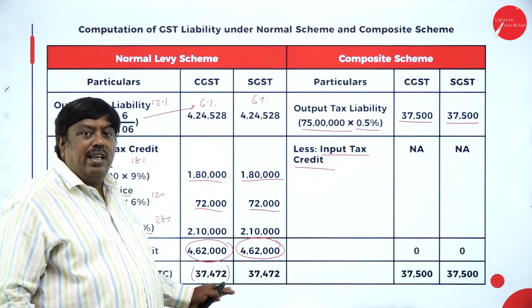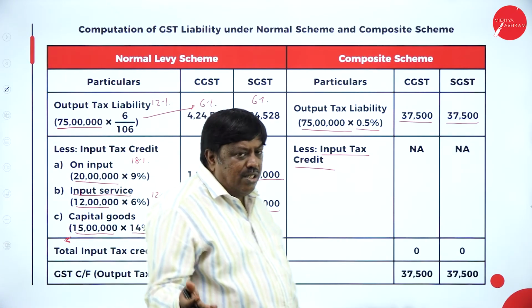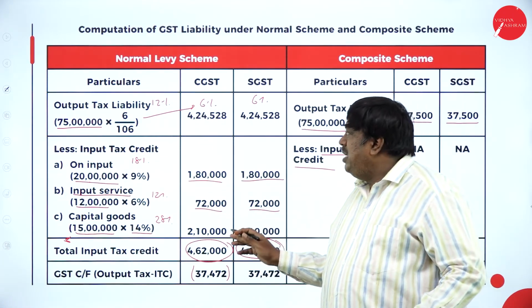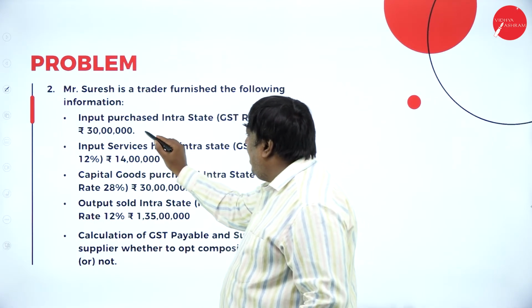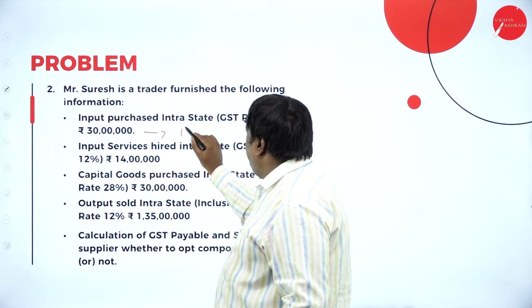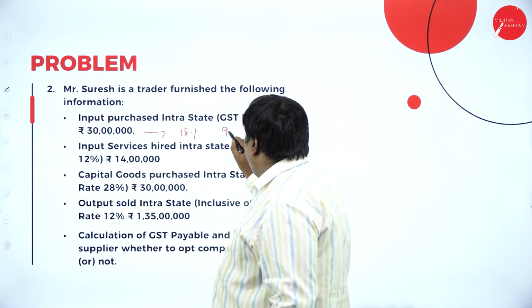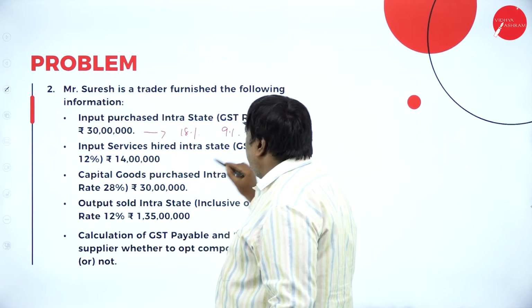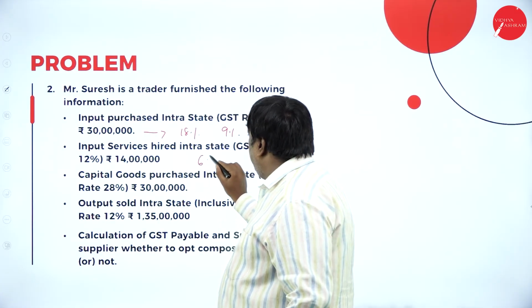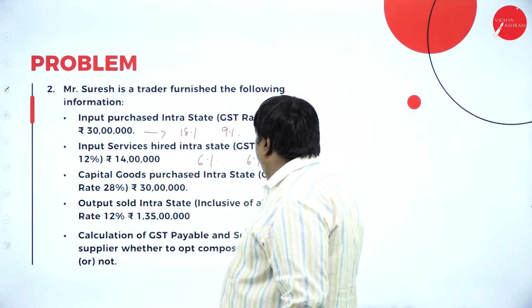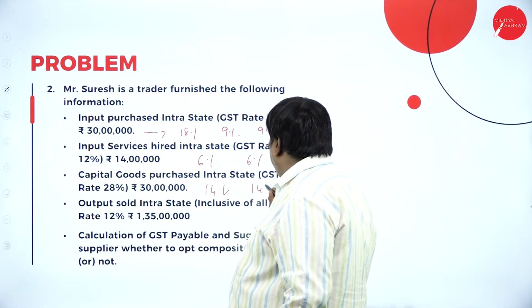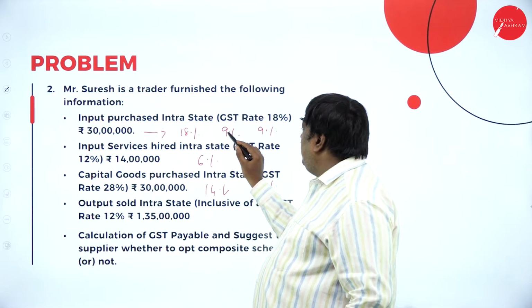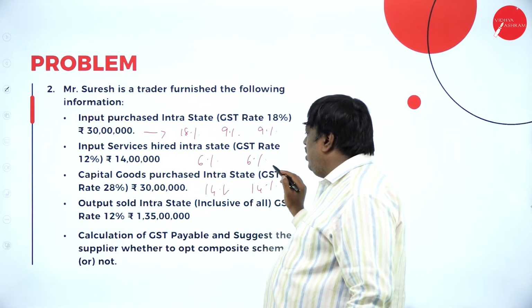This can be adjusted in the upcoming transaction. So, here the normal scheme is better. Second problem, input purchased is 30 lakhs, the same thing. 18% means it will be considered as 9% and 9%. Input here 6% and 6%. Capital goods, it will be 14% and 14%. That is CGST, SGST, CGST, SGST.